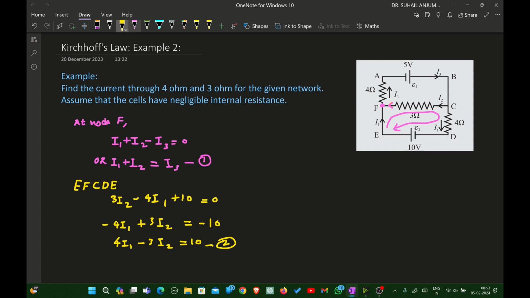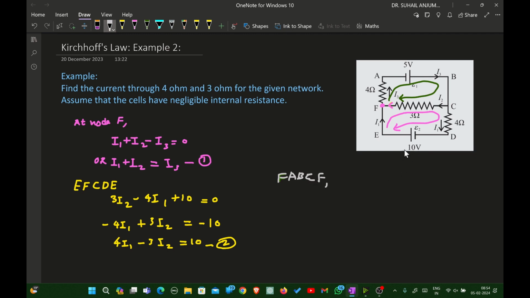Now we will consider another loop. Say I will consider this loop. Say I will start from F, then we will go to A, then B, C, and again F. So we will consider this particular loop now. So if you want, I will take another color here. So I will start from F, A, B, C, and again F. Okay. So for this particular loop, that is F, A, B, C, F. There should not be any space here actually.